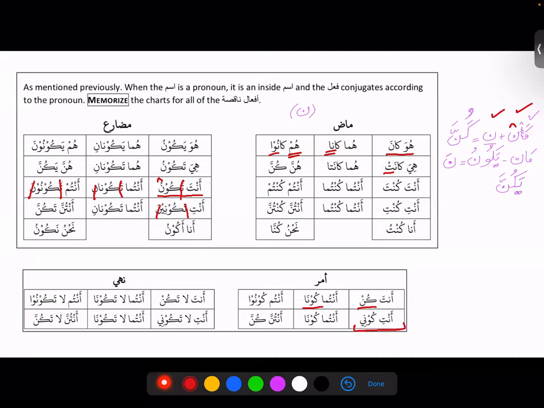Allah subhanahu wa ta'ala said to the fire that they were going to throw Prophet Ibrahim alayhi salam into: kuni bardan wa salama. Subhanallah. Antuma kuna. And antunna would be kunna. Now, kunna we have over here as well in Madi. So the context is going to let us know which kunna it is, whether it is Amr or just regular Madi.